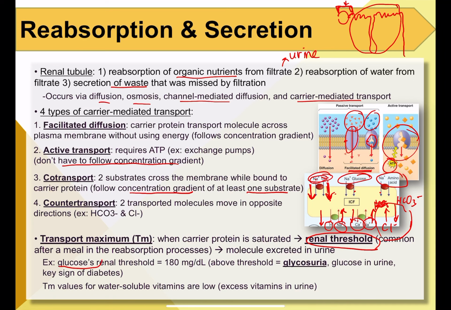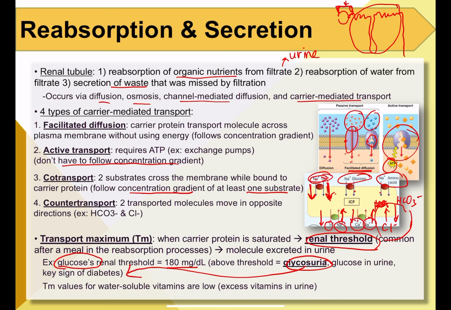Our glucose renal threshold is about 180 milligrams per deciliter. If we go above this threshold, then we would have a condition called glycosuria, which means glucose starting to appear in your urine, which is a first sign of diabetes, which is why the myth was that if ants start crawling around your toilet, it is because they are attracted to the glucose excreted through your urine. And that's not supposed to happen.